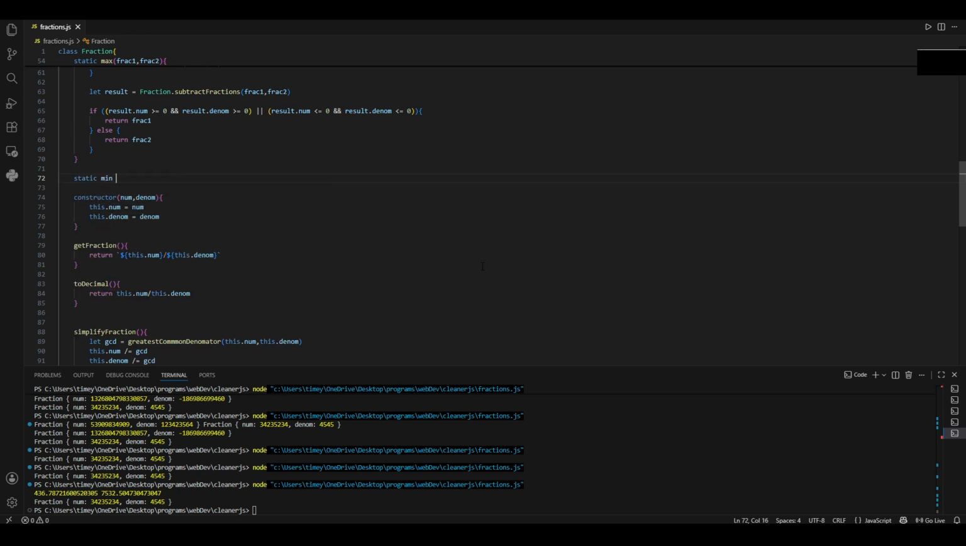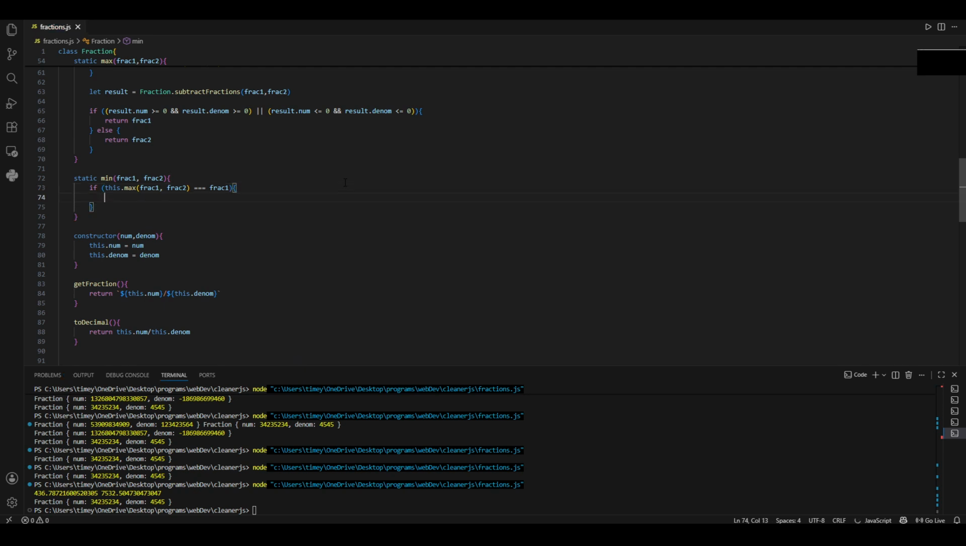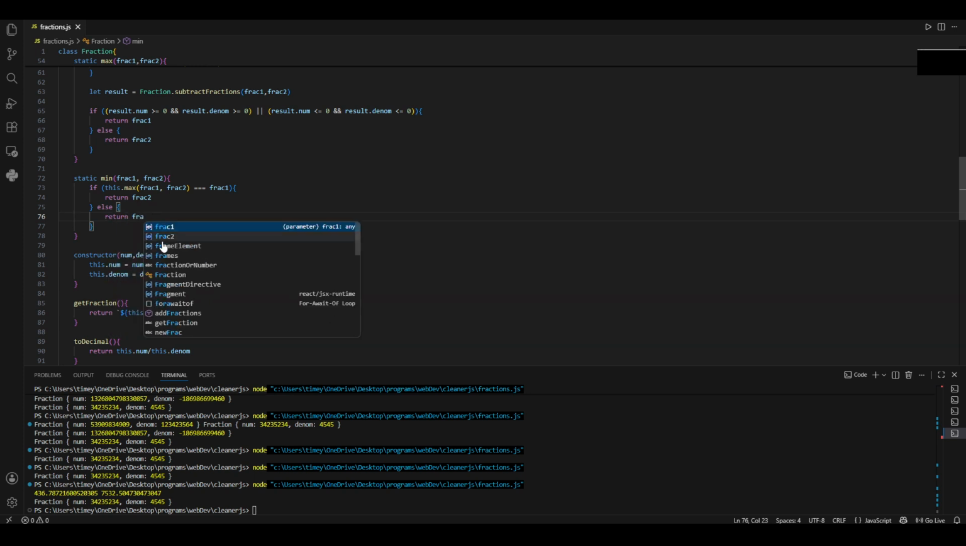Static, frac 1, frac 2. Stop max. And frac 2, frac 1. That means fraction 1 is bigger, so return fraction 2. Else fraction 1.